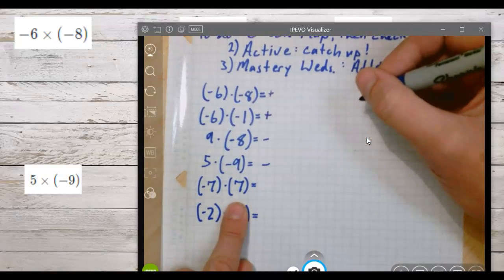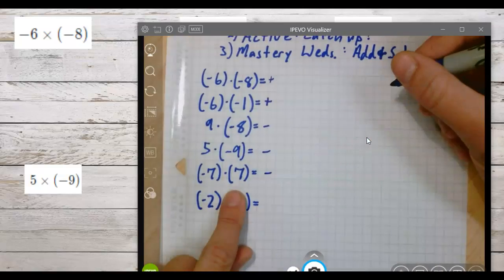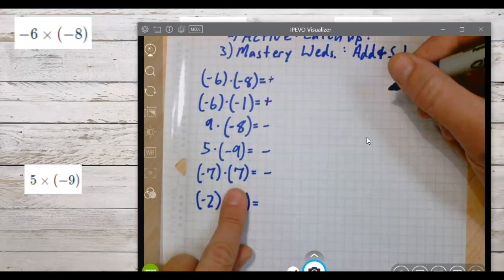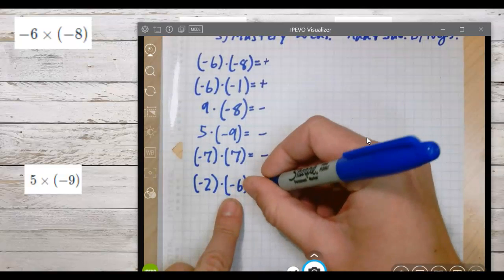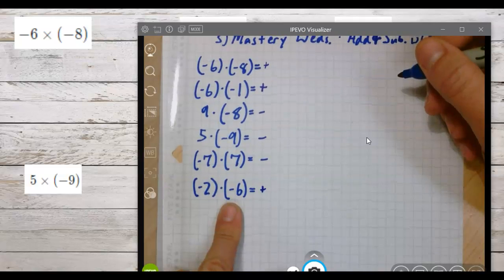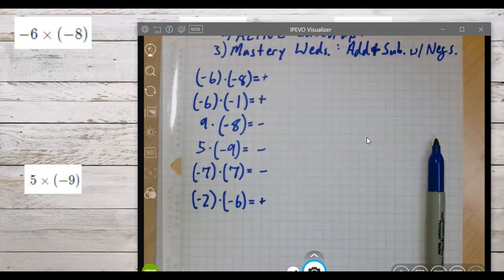Negative times positive. Negative. Even though they put this in parentheses, they didn't really need to. Some people fall in a trap door when they see the extra parentheses. Negative 2 times negative 6. Positive. Right now, let's go back and do math since we don't need to think about the signs now.